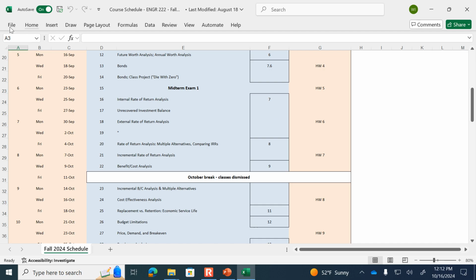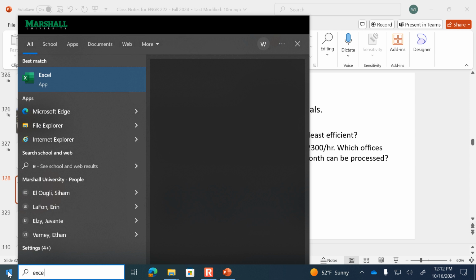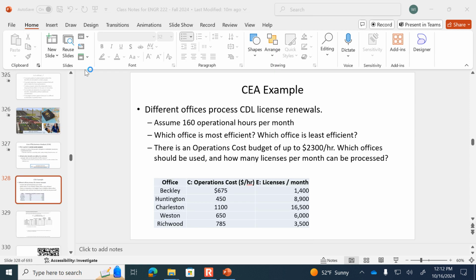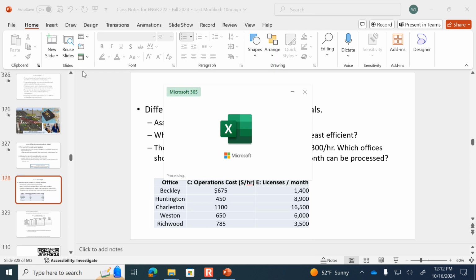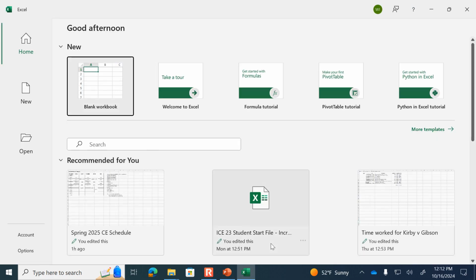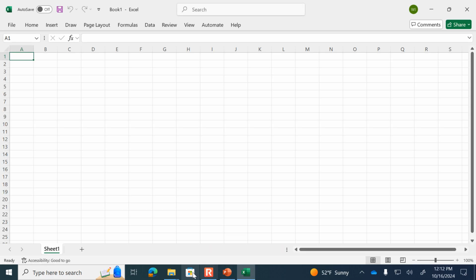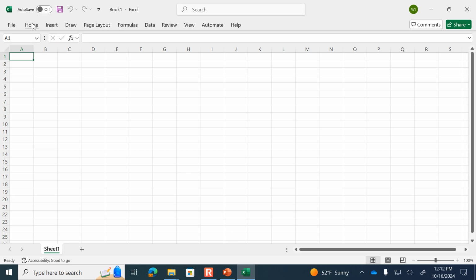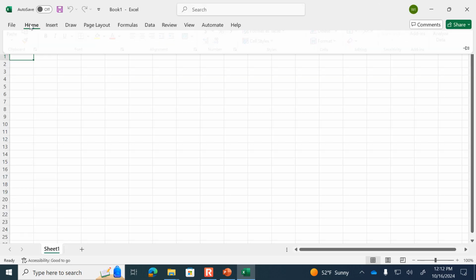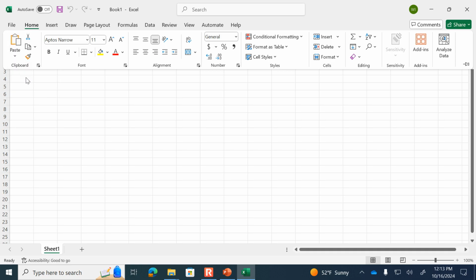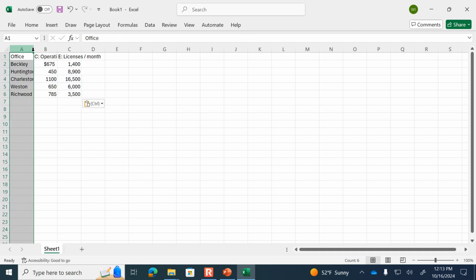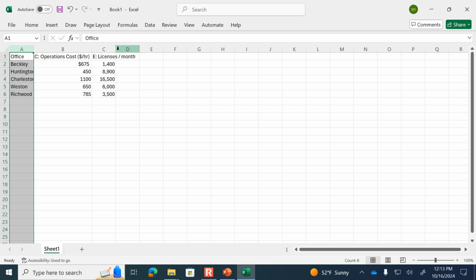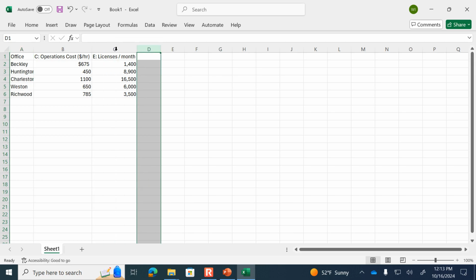I'm going to start up a fresh Excel spreadsheet. And you can follow along if you like, or you can just watch, because the in-class exercise that we have for today will be doing a similar thing. Let me copy this table and paste it into my spreadsheet here. You won't be able to do that, I'm sorry to say. All right, so we've got the offices, the costs, and then some measure of their effectiveness.